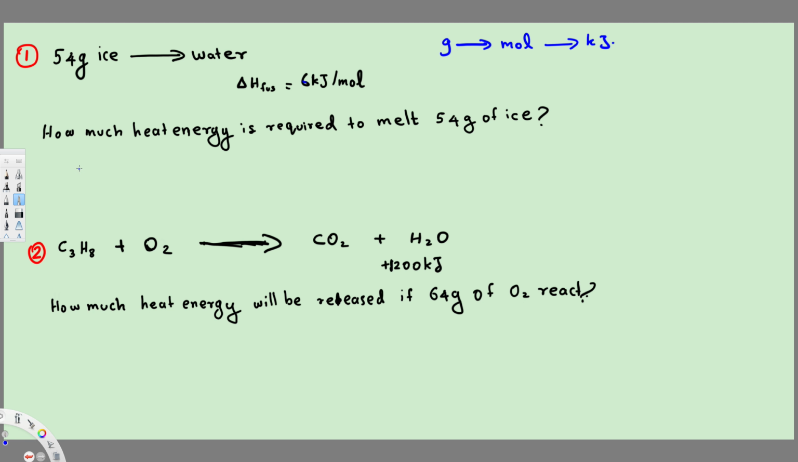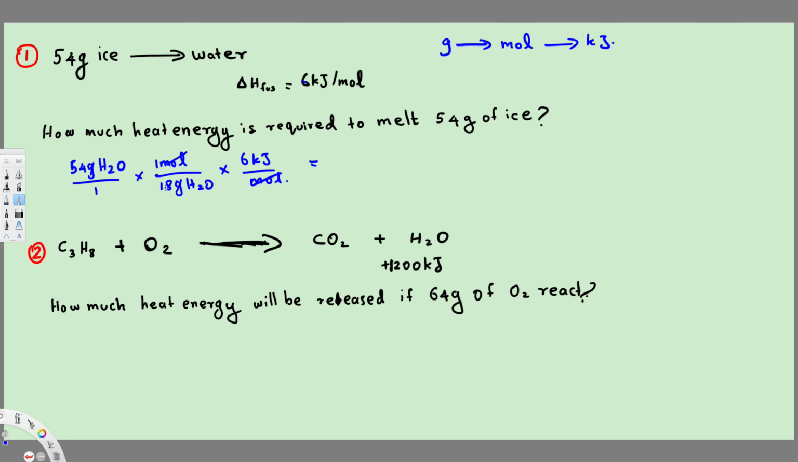So first of all we have 54 grams of water divided by 1, multiplied by, in 1 mole of water we have 18 grams of H2O. So 18 grams of H2O multiplied by 6 kilojoule per mole. And if you notice, gram cancels and mole cancels. Finally we get the value in kilojoule. So let's calculate this one.